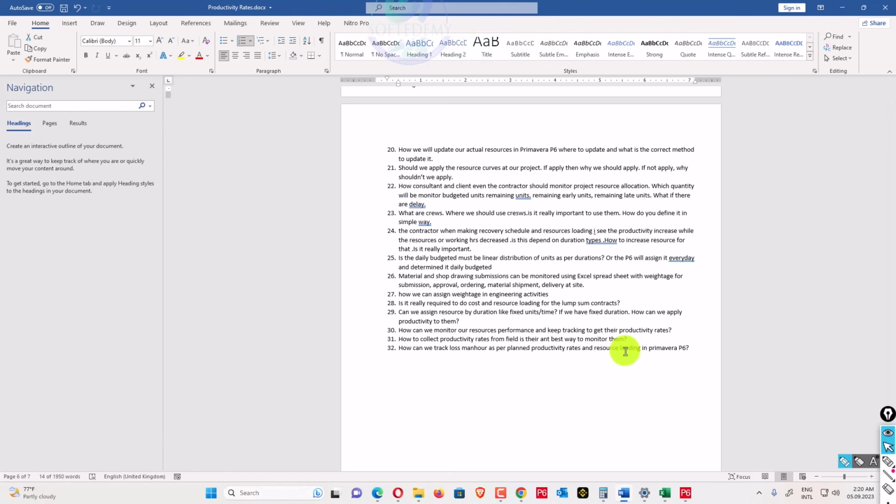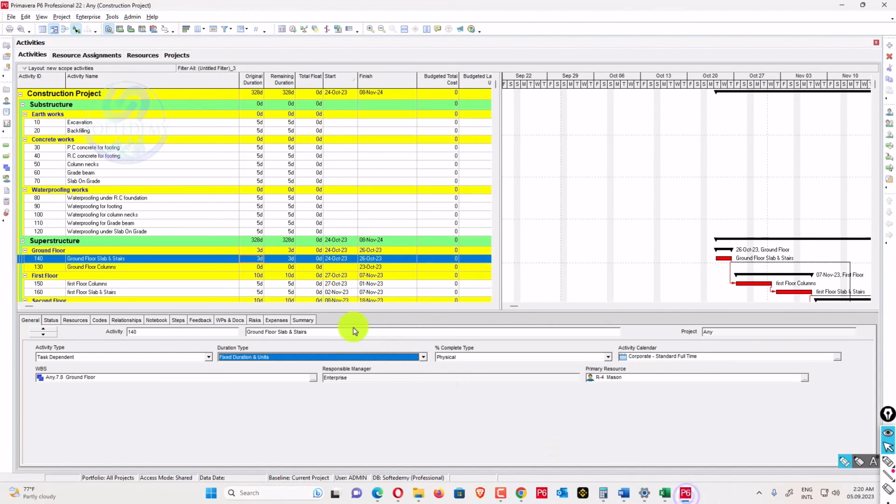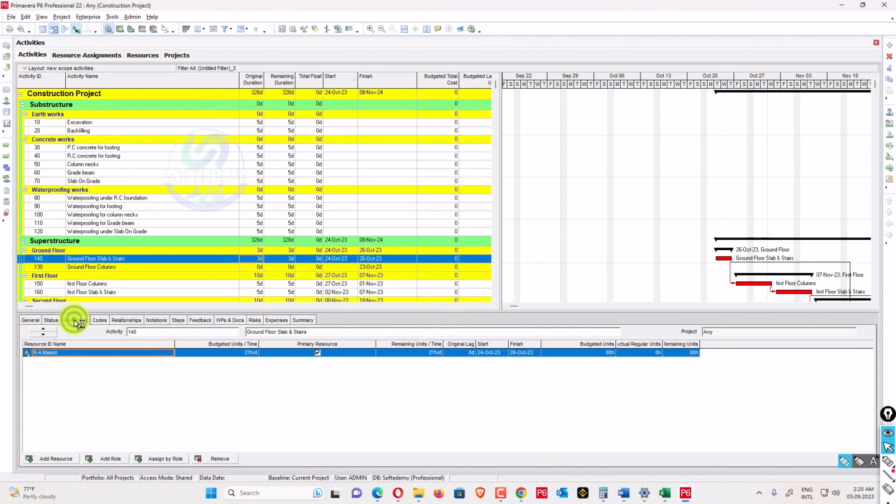How can we track lost man hours as per planned productivity rates and resource loading in Primavera P6? How can you calculate? To calculate man hours, your budgeted units should be accurate in Primavera P6. Accurate means that productivity rates have been applied precisely and as per your BOQ.